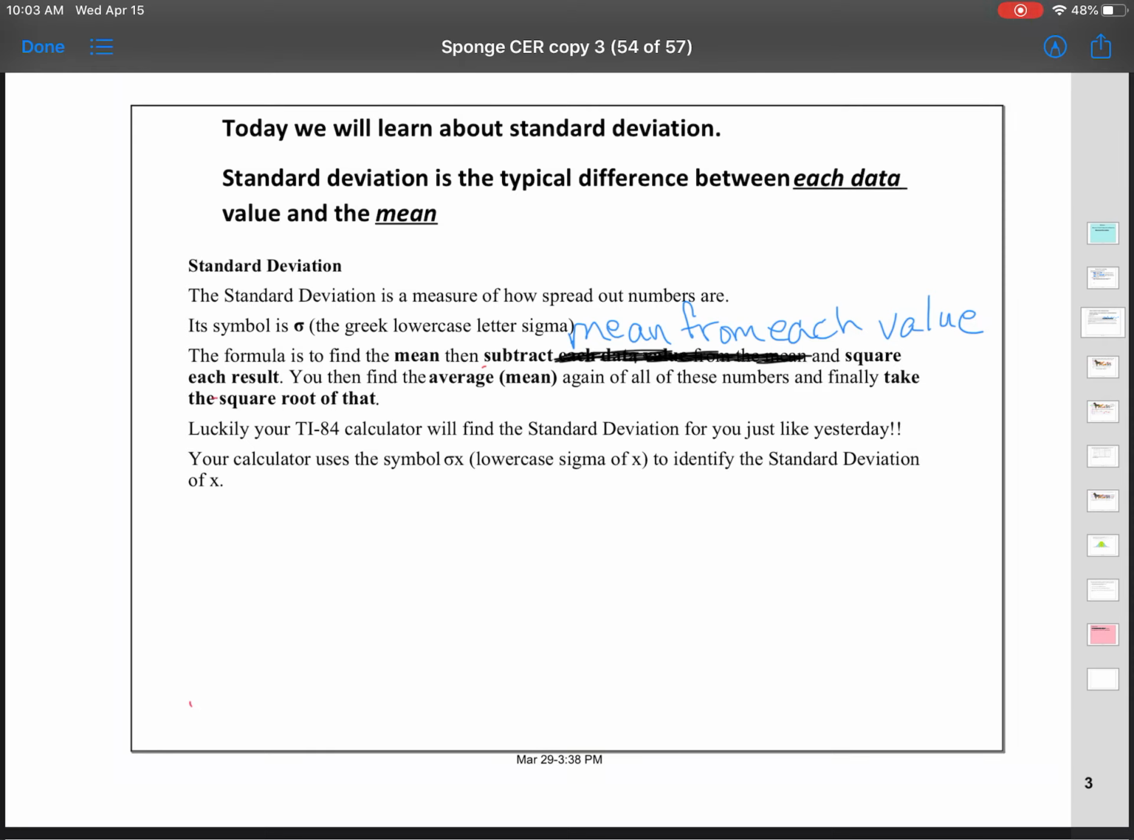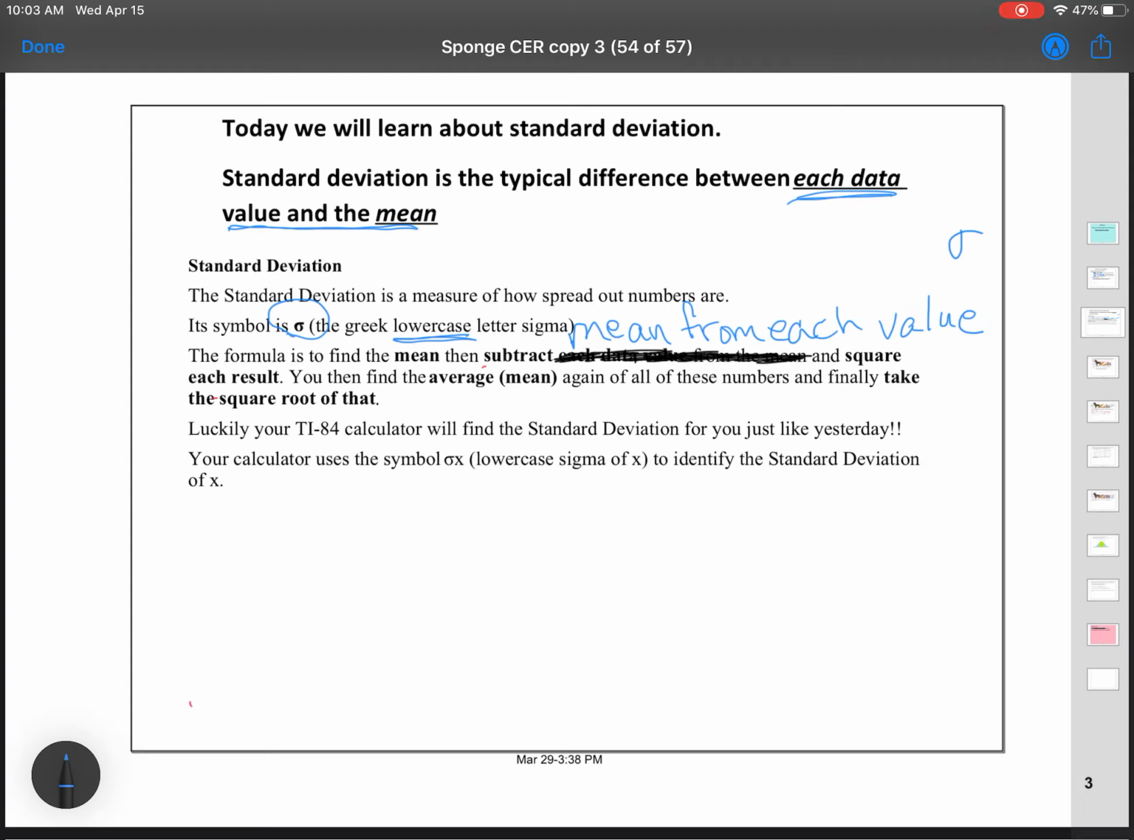The definition of standard deviation is that it's the typical difference between each data value and your mean. So the standard deviation is a measure of how spread out the numbers are. We have a new symbol, the Greek letter sigma, the lowercase letter sigma, to stand for standard deviation. It kind of looks like a circle with a hat on top.